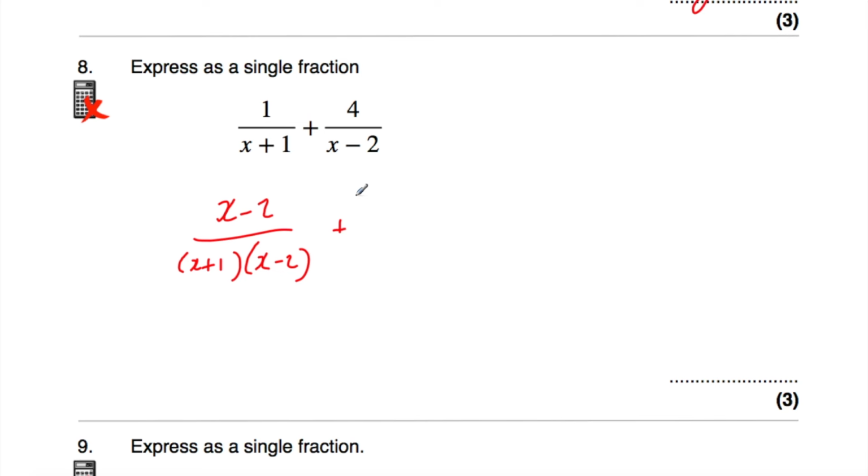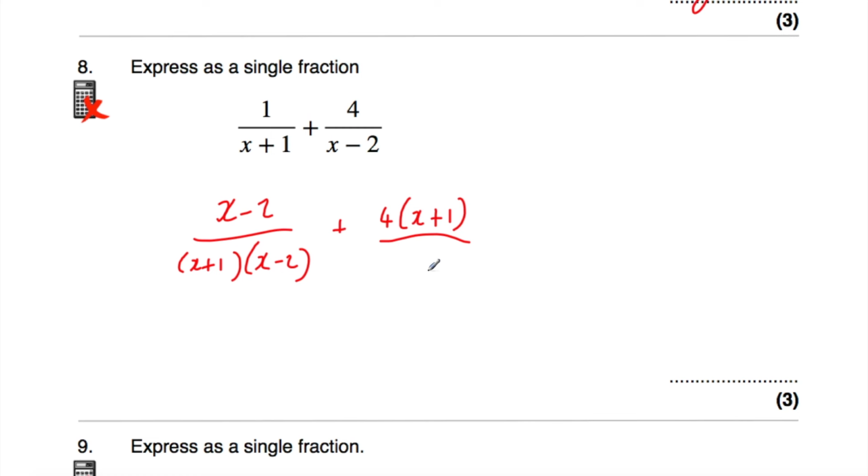We've then got our plus sign. And we're now going to multiply both the numerator and the denominator of this fraction by x plus 1. So 4 times x plus 1, I'm going to write it as 4 and then brackets x plus 1. I can multiply them together in a minute, but I'm just writing them together to show that I'm multiplying the numerator by x plus 1. And then in terms of the denominator, I'm going to multiply the x minus 2 by x plus 1. Now I could write x minus 2 and then in brackets x plus 1, but I'm going to write it the other way around, x plus 1 and then in brackets x minus 2.